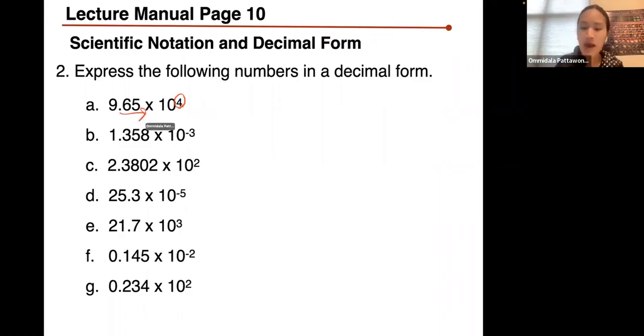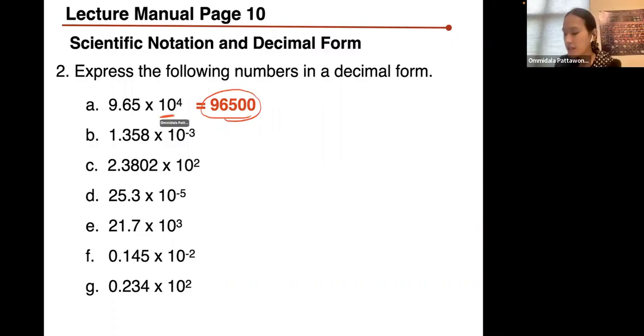If I move that way 4 times, this is the number that I get, which makes sense, right? Because this 10 to the 4th is the same as 10,000. So pretty much you multiply 10,000 to this. So you probably notice that this number right here will come out to be a big number, because you actually multiply by 10,000.